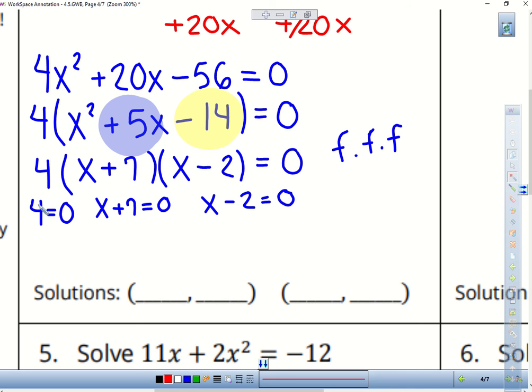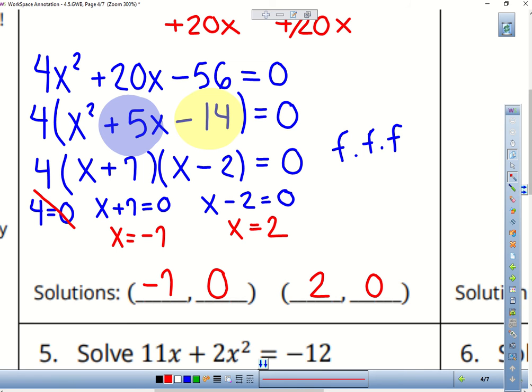Now, what do we notice about this first equation right here, 4 equals 0? It's untrue, so this is what we call it gets rejected. The first one, if it's just a number equals a number and it's untrue, you just say it's rejected. It's actually called extraneous. Now, what would this equation solve to be? x equals, and this one would be x equals, good. So these are going to be negative 7 and positive 2.